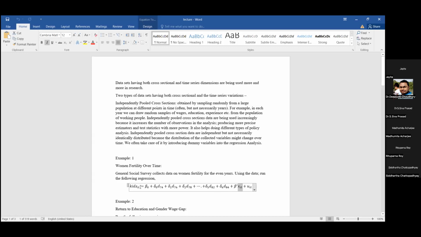So you see over here, the left hand side variable data is collected as an independently pooled cross section, and all the variables in xit, education, age, all these kinds of variables, let's say, are also collected as independent pooled cross section, and I run a simple regression like this. And why have I introduced these dummy variables? Because the mean of this left hand side variable might change over the time. And if I introduce this kind of dummy variable, that mean change can be taken care of.